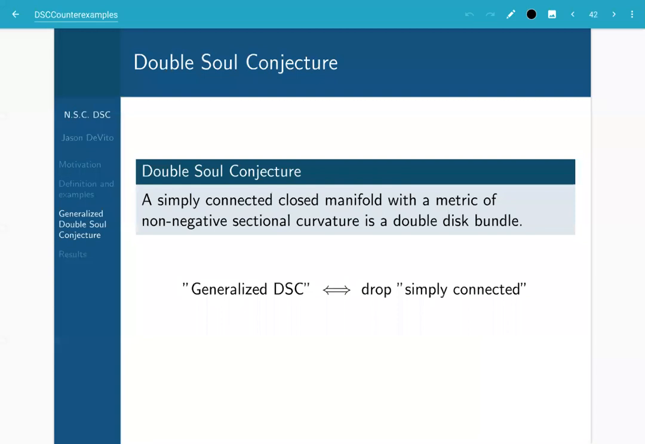And I want to, again, talk about a few things related to this. Number one, why would you ever believe the double soul conjecture is true? And number two, why are we including simply connected as a hypothesis, and why are we dropping it for the generalized one? Like, where does this simply connected enter the picture?